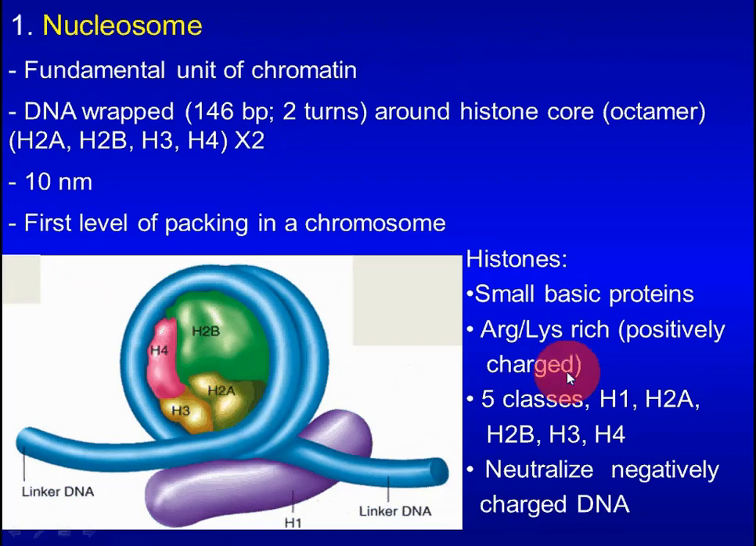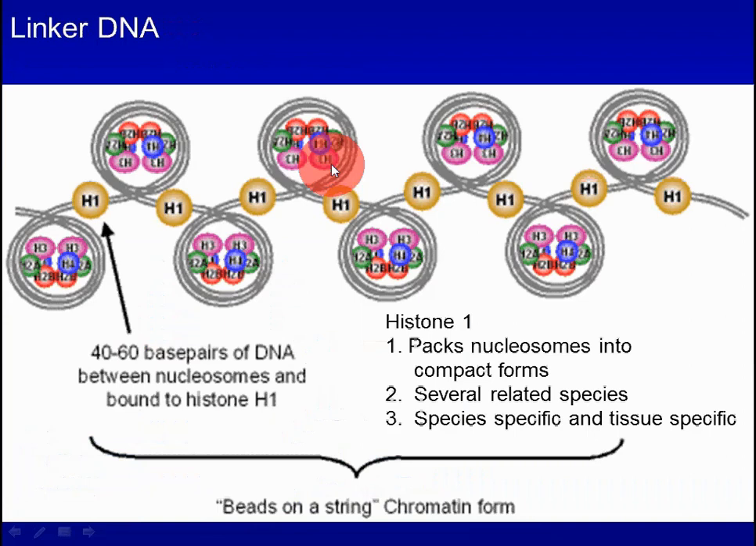Histone proteins contain a lot of basic amino acids, especially lysine and arginine. At physiological pH, these amino acids are positively charged and neutralize negatively charged DNA. The size of a nucleosome is about 10 nanometers, linked together by linker DNA. Those linker DNAs are not naked. They are bound by another histone protein, H1.